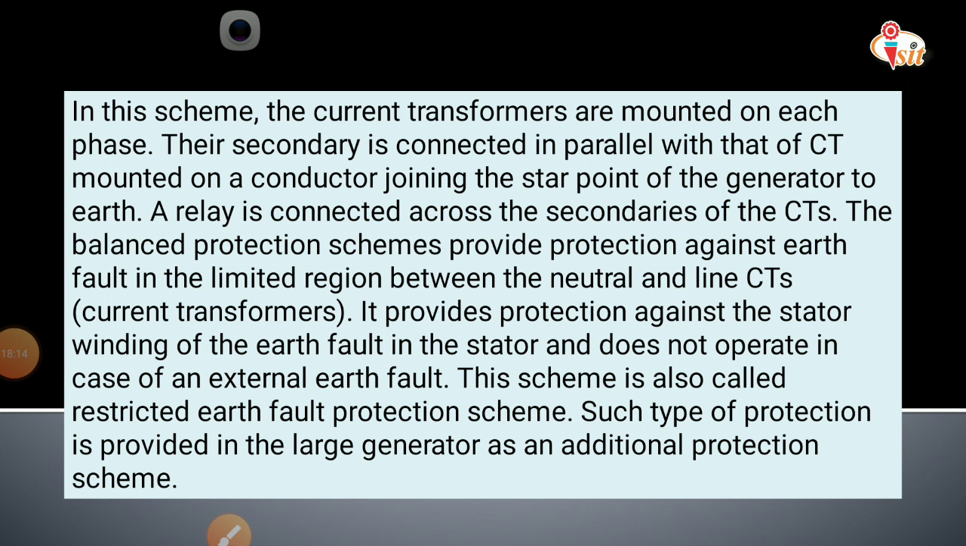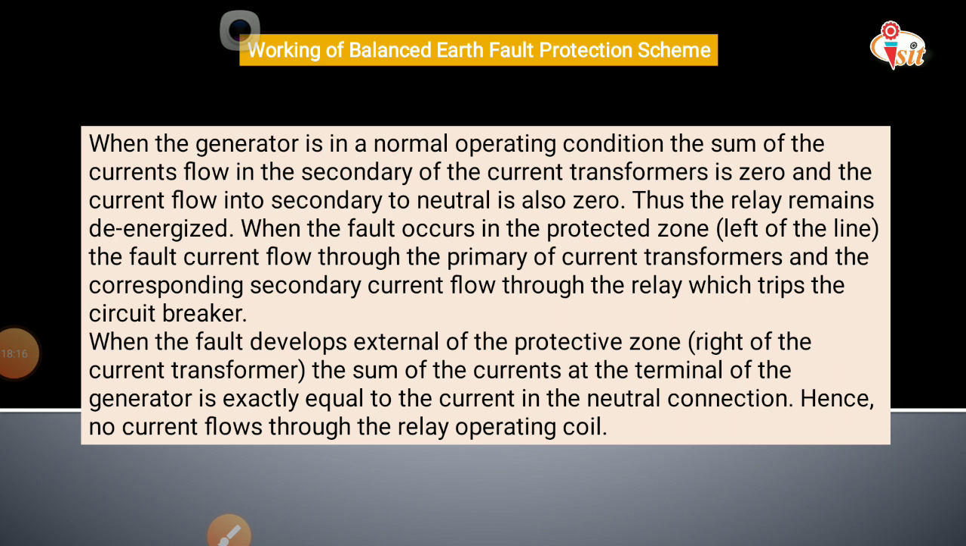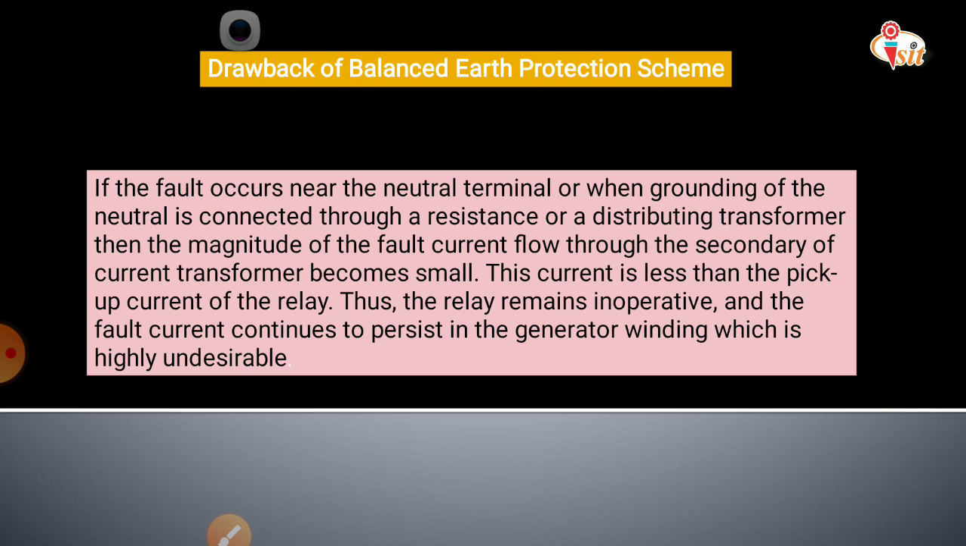So this is the constructional details. Then working of the balanced earth fault relay. And here is the drawback that we have discussed, that if the fault occurs near the neutral terminal, then the CT secondary current will be small and the relay will not be operative. Thus the relay remains inoperative and the fault current continues to persist in the generator winding, which is highly undesirable.